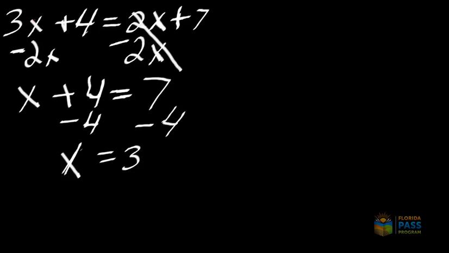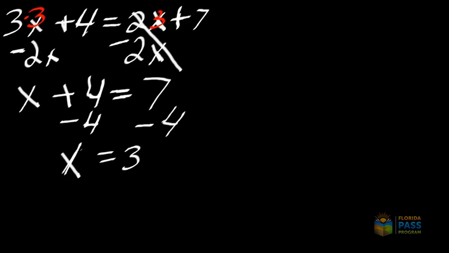Now, one of the ways that you know if your answer is right is by plugging the answer back into the original problem to see if both sides check. So every time I see an x, I should plug in the number 3. So this means 3 times 3, which is 9, 9 plus 4, which is 13. So the left side of the equal sign is equivalent to the number 13.